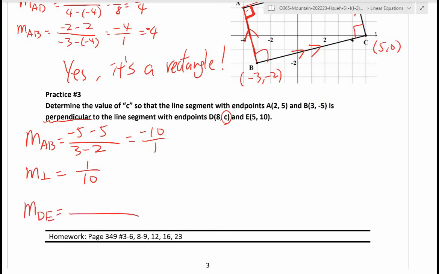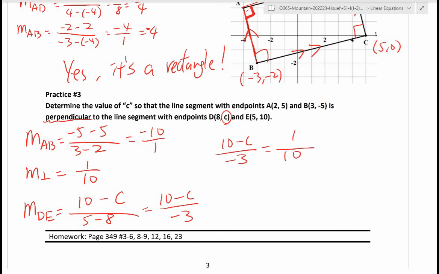The slope for DE is going to be 10 minus C over 5 minus 8, right? y2 minus y1 over x2 minus x1. So that's 10 minus C over negative 3. And again, if we want DE to be perpendicular to AB, that means 10 minus C over negative 3 should equal 1 over 10, right? That is the equation we now need to solve.